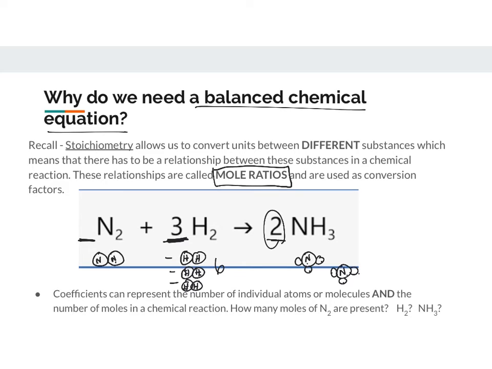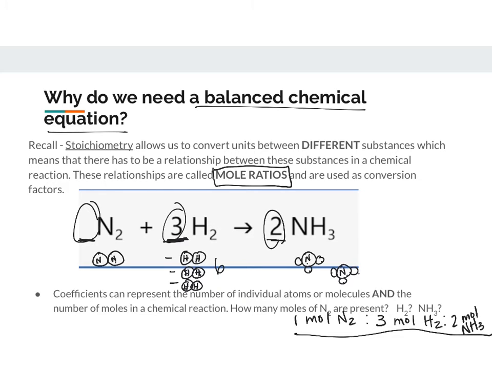So, looking there, I can ask, okay, how many moles of N2 are present? Well, I just look at the coefficient. N2 doesn't have a coefficient, so it tells me that there is 1 mole of N2. With the H2, I have a coefficient of 3, so I have 3 moles of H2. And then with the NH3, I have a coefficient of 2, so I have 2 moles of NH3. So overall, this is going to be my ratio that I'm going to use in problems that deal with this chemical reaction.